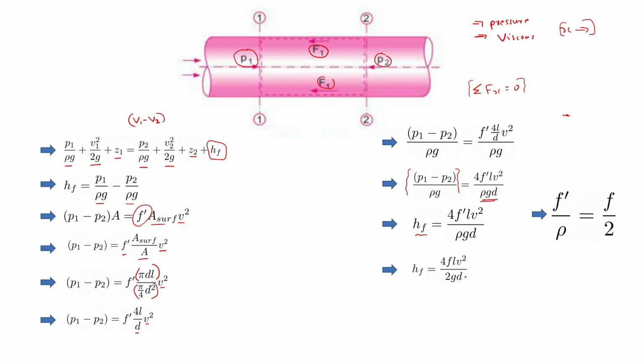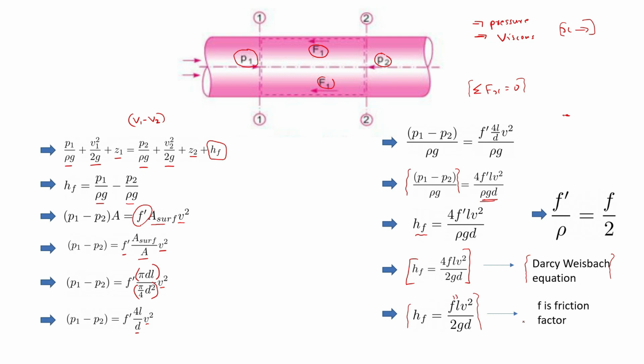And this is called the Darcy-Weisbach equation. HF is equal to FLV square by 2GD, and this can also be written as F double dash LV square by 2GD. And here F double dash is called the friction factor. That means F double dash is equal to 4F. So it is better to remember this equation, that is 4FLV square by 2GD, where this F is the Darcy's friction factor. So this is the Darcy-Weisbach equation, and F here is the Darcy's friction factor.